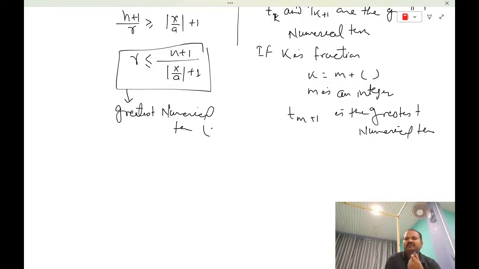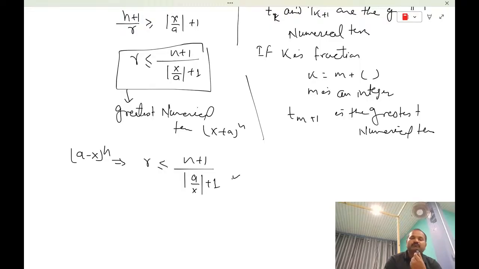These are the conditions for x plus a whole to the power n. Okay, when the expansion is given in the form of a minus x whole to the power n, in that case the condition of r will be r less than or equal to n plus 1 divided by a by x plus 1, where a and x change their positions. When we solve using this, it will come in this form. Okay, so now we will see some questions.